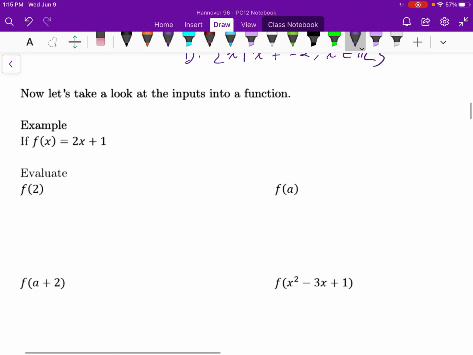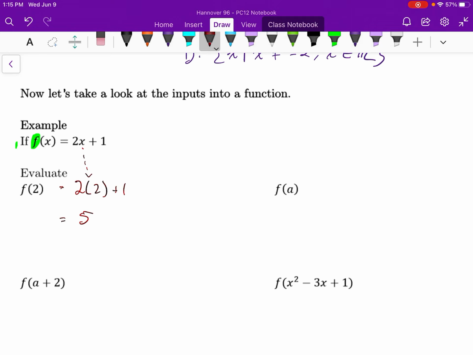So let's go on and talk about the inputs of a function. So here is my function f. f is just simply a set of instructions. My function f takes 2 times my input plus 1. That's the set of instructions. So what is f of 2? The f of 2 simply says, well, my input is 2. So here it is 5.